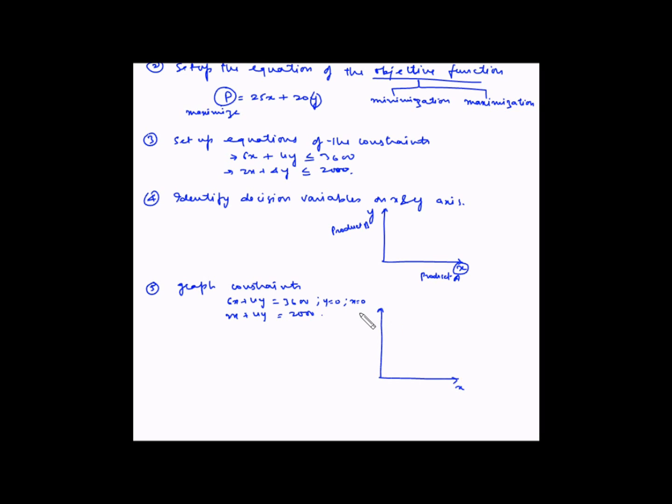So this is our x-axis, this is y-axis. Take the y-intercept for the first line, take the x-intercept of the first line, and then draw the line. Similarly, for the second equation, take the y-intercept, take the x-intercept, and draw the second constraint. So these would represent your constraints.